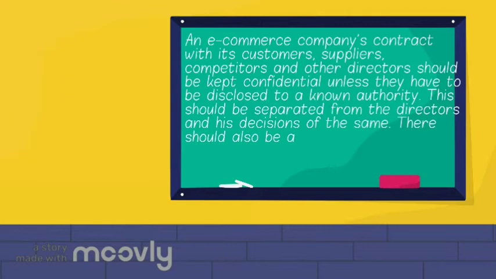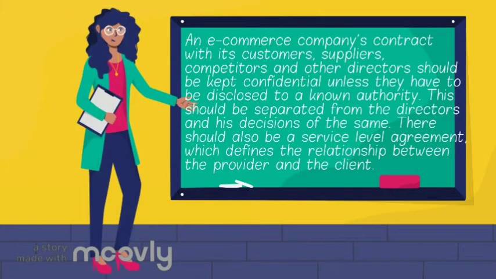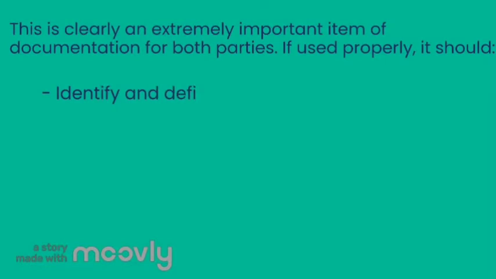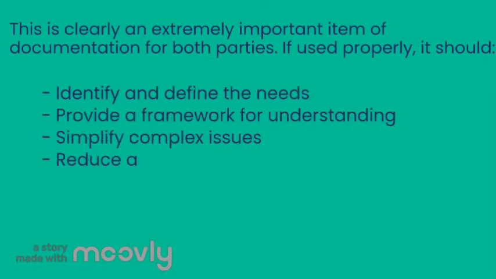An e-commerce company's contracts with its customers, suppliers, competitors, and other directors should be kept confidential unless they have to be disclosed to a known authority. This should be separated from the directors and their decisions. There should also be a service level agreement, which defines the relationship between the provider and the client. This is clearly an extremely important item of documentation for both parties.